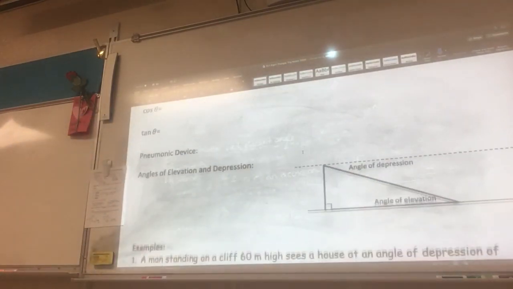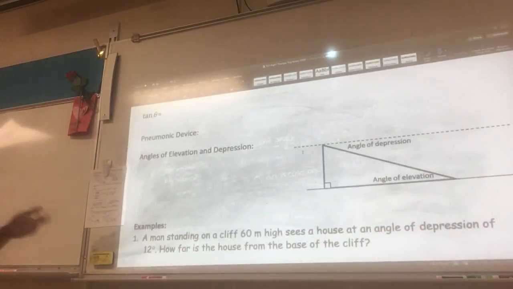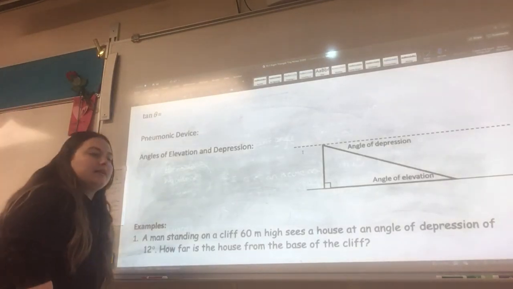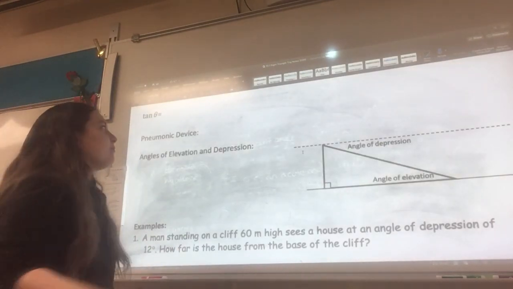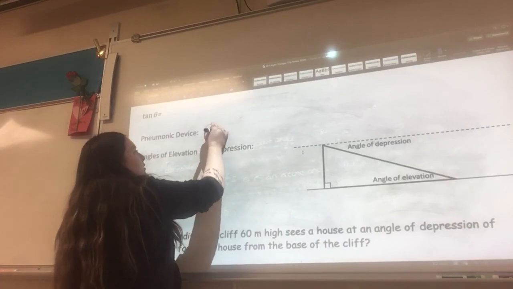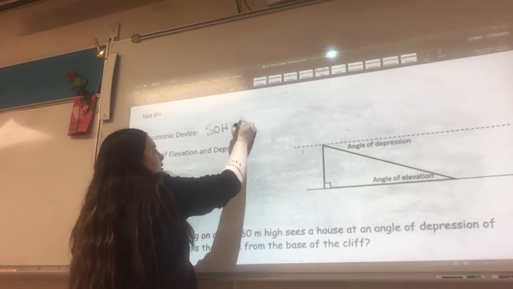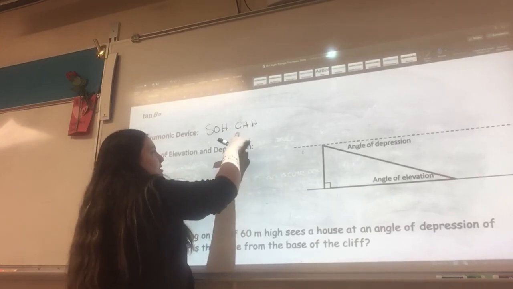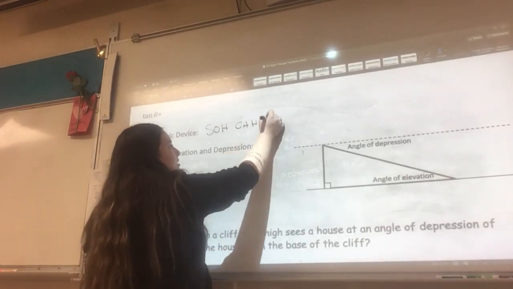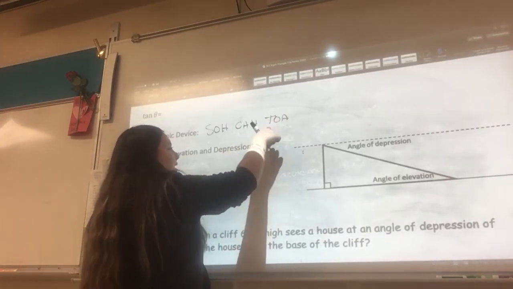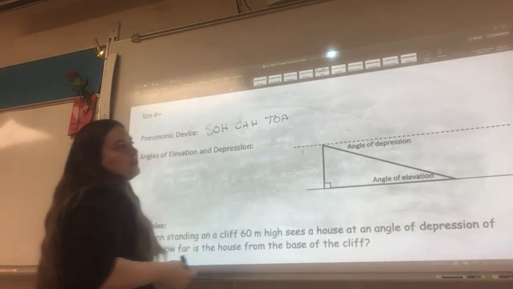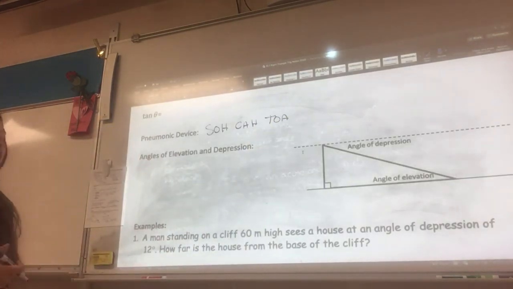Okay. Continuing with vocabulary, what is that mnemonic device to remember sine, cosine, and tangent and what they mean? Well, it is SOH-CAH-TOA: sine opposite over hypotenuse, cosine adjacent over hypotenuse, TOA, tangent opposite over adjacent. So that's going to help you if you need to be reminded.